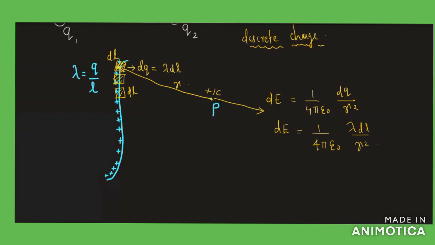So the net electric field at P, let's take that as E, is given by the integral of 1 by 4 pi epsilon 0 lambda dl divided by r square.